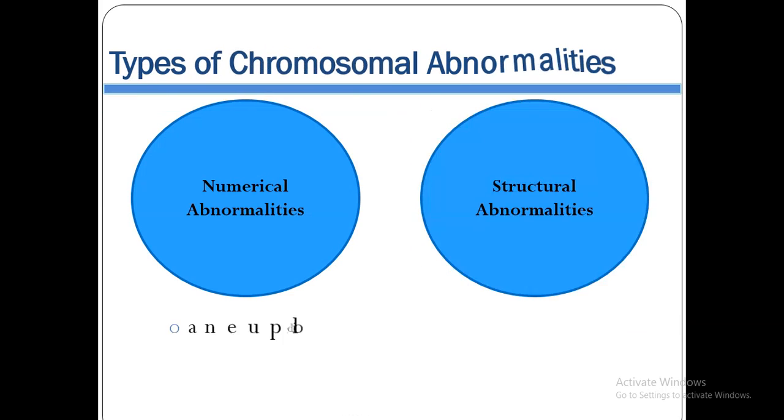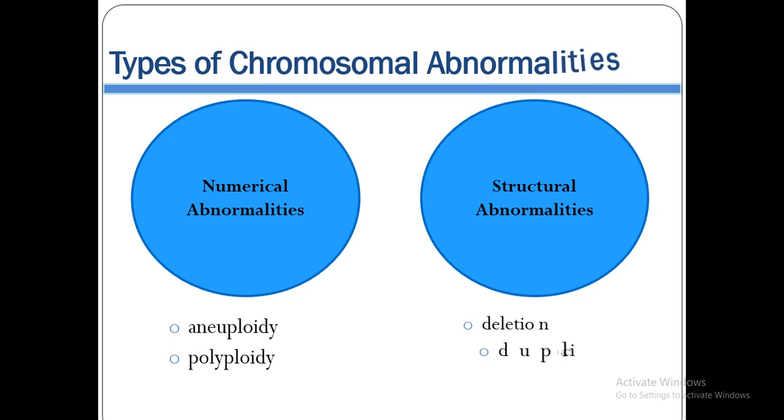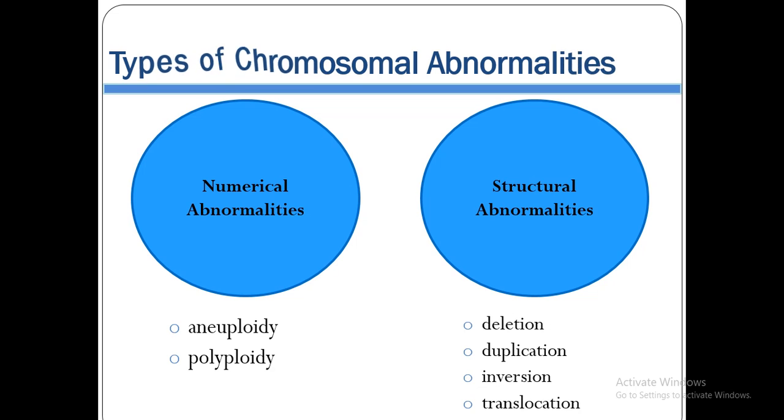There are two types of chromosomal abnormalities. We have the numerical abnormalities, wherein the total number of chromosomes is abnormal. It could be aneuploidy or polyploidy. When you say aneuploidy, the chromosome set is added with one or two or more chromosomes. While for polyploidy, it's no longer just a chromosome that has been added; it is an entire set added to the normal chromosome number.